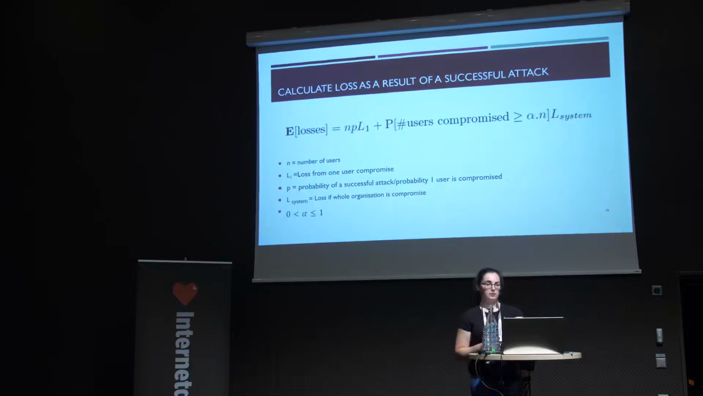It's basically going to be a normal distribution is our assumption. So we have the probability that the number of users compromised is greater than or equal to the fraction alpha of the number of users. And then you have some value for the whole system.